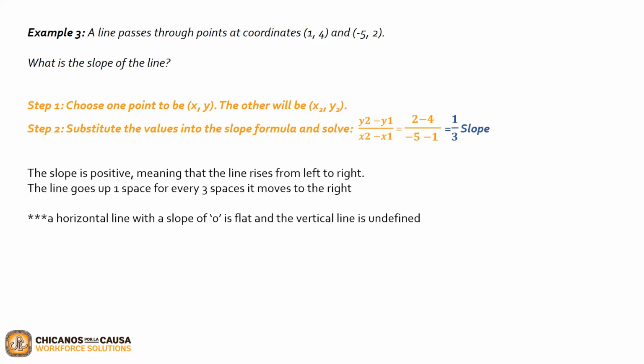Because the slope is positive, that means that the line rises from left to right. The line goes up 1 space for every 3 spaces it moves to the right. So just as an FYI, a horizontal line with a slope of 0 is flat. Therefore, the vertical line is undefined. That's just something to keep in mind going forward, but as you can see, finding the slope between 2 points is just a simple plug and chug.